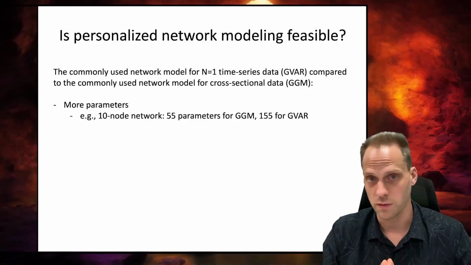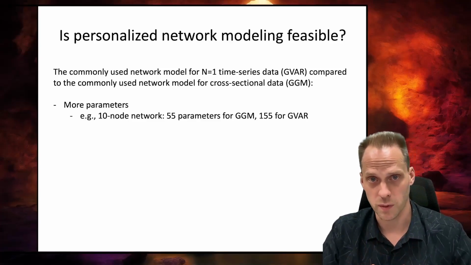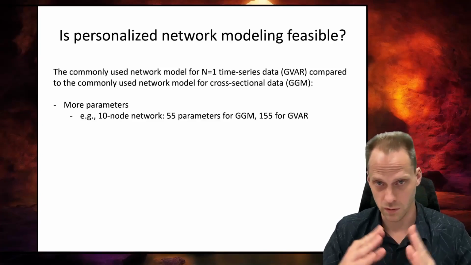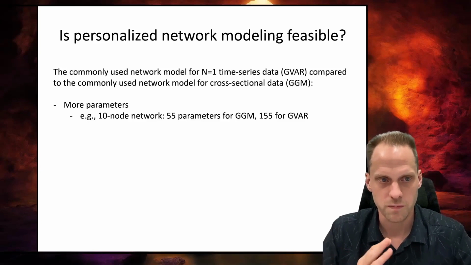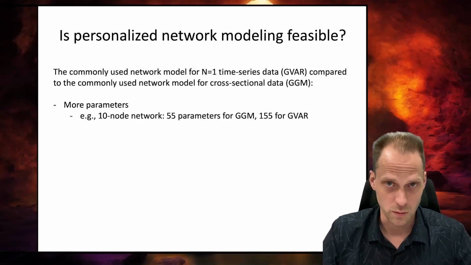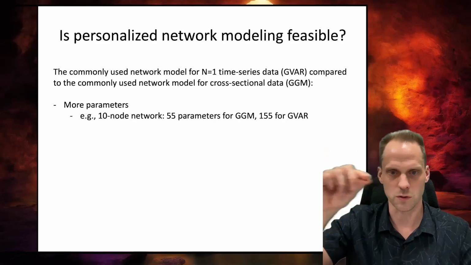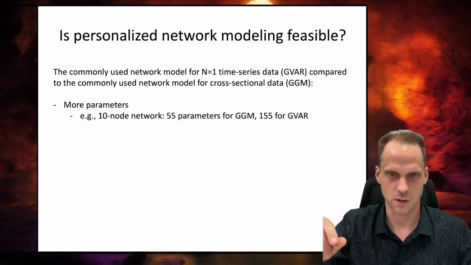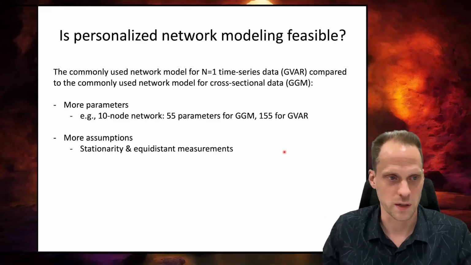Right? So for example, if you have a 10-node network, in cross-sectional data, we would have 55 parameters, 45 network edges, and 10 variances or scaling parameters, or whatever you want to call it. In the graphical VAR model, we would have 100 more parameters because we need 100 potential autoregressive or cross-lagged effects. So that makes the model much more complicated.